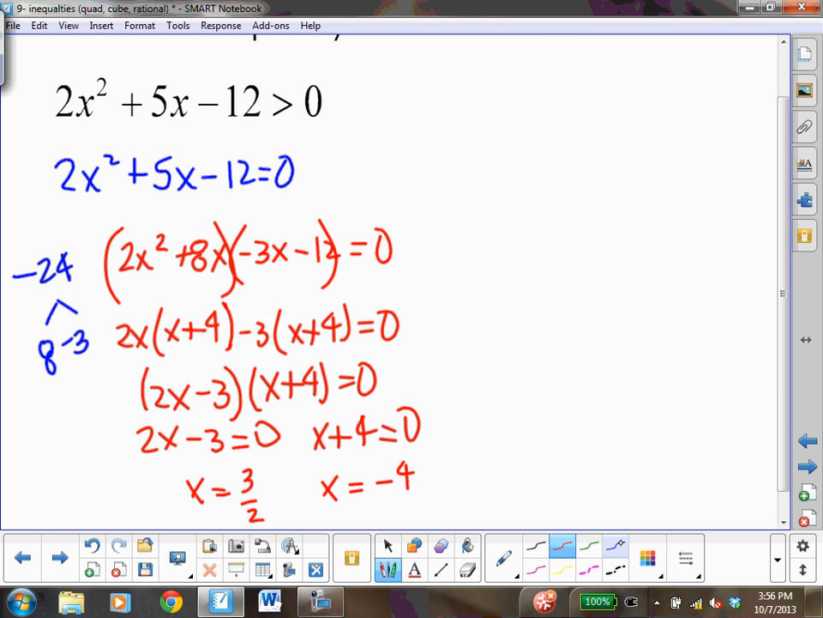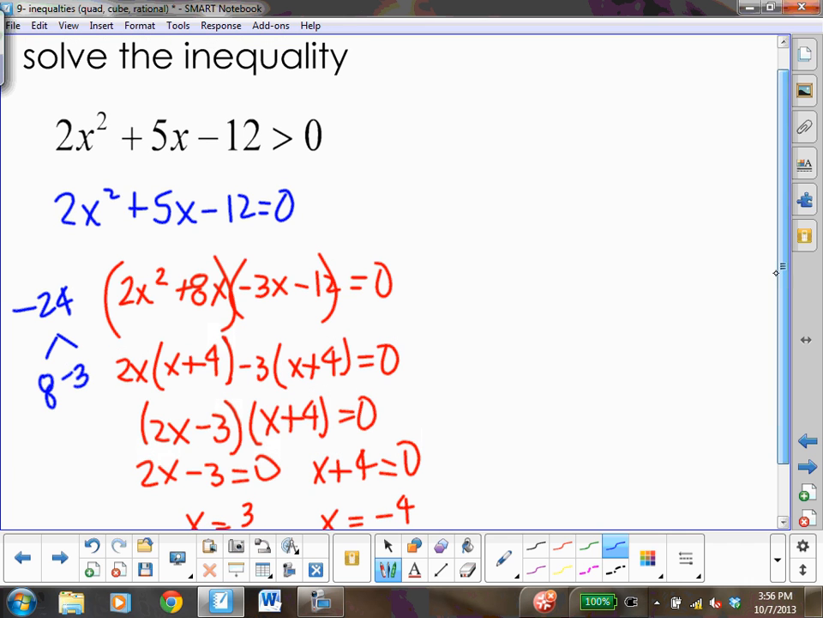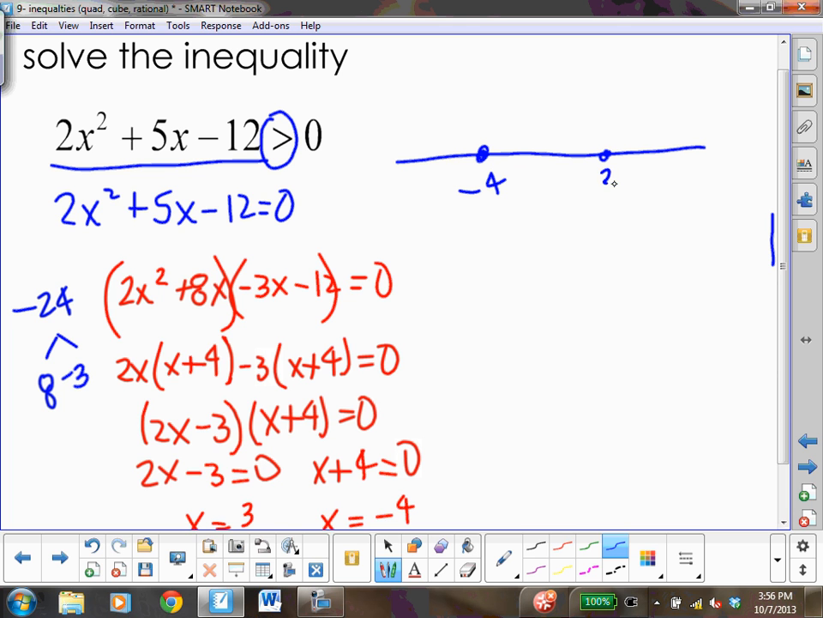If this was a normal equation, I would be done solving. But this is an inequality. I want to think about where this graph is greater than, or this equation is greater than 0. So what I'm going to do is create some test intervals, and it helps to view this on a number line. So negative 4 is here on the number line, and 3 halves is here. So I have created 3 intervals that I'm going to have to test to see if they work.